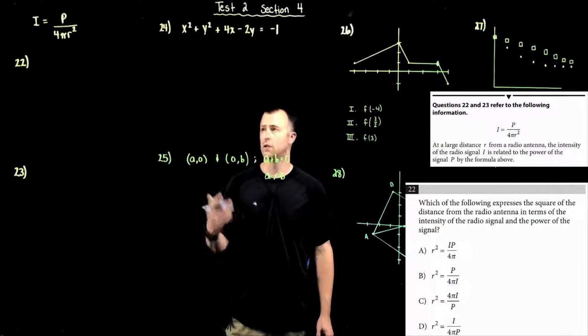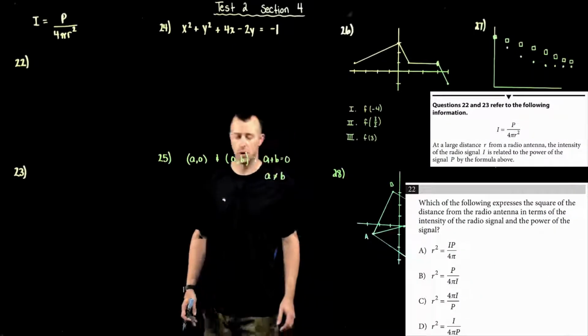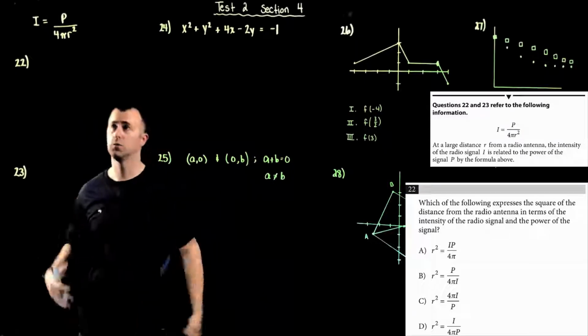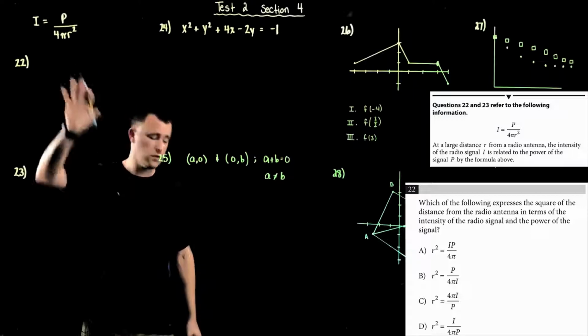All right, number 22, test 2, section 4, here we go. And this one is another one of these two-question problems where they're connected. So they're giving you this equation.